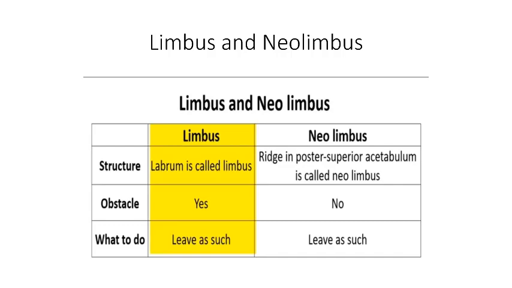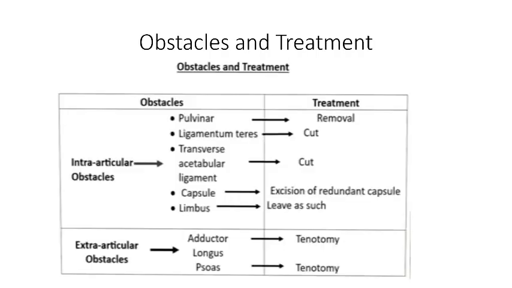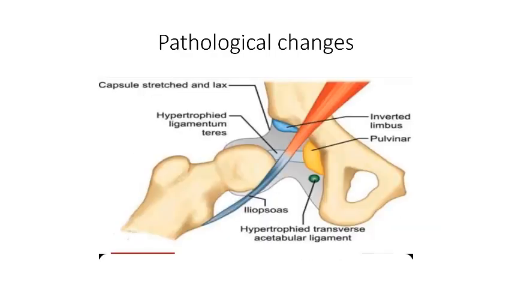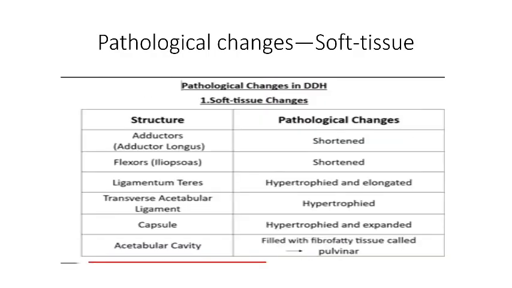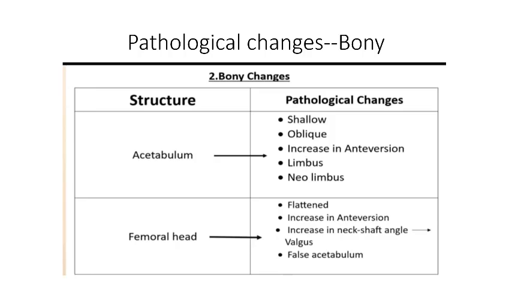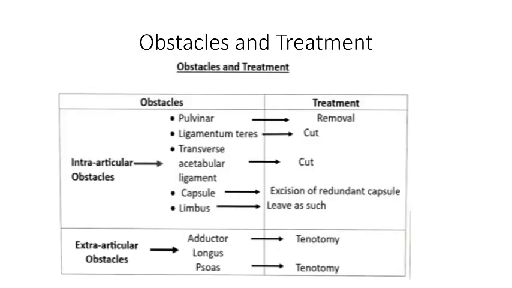So, in a nutshell, there are two types of pathological changes: soft tissue changes and bony changes, and there are two types of obstacles: intra-articular obstacles and extra-articular obstacles. These obstacles should be wisely dealt with for a successful outcome of DDH surgery.